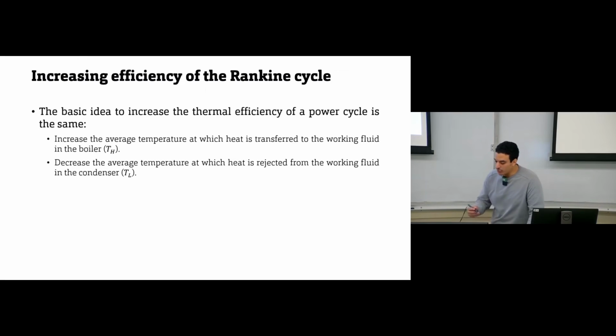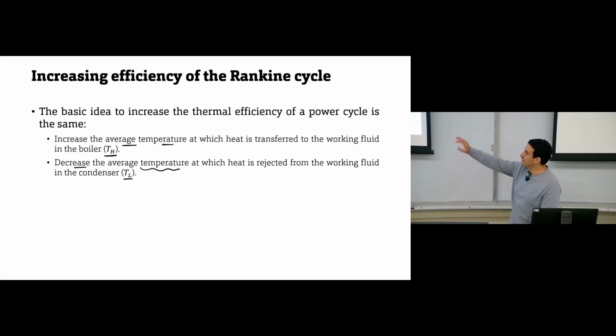This can happen by any modification you make to the Rankine cycle that increases the average temperature at which heat is transferred to the working fluid in the boiler, TH, or decreases the average temperature at which heat is rejected from the condenser, TL. If you can increase TH or decrease TL, then the efficiency will increase.